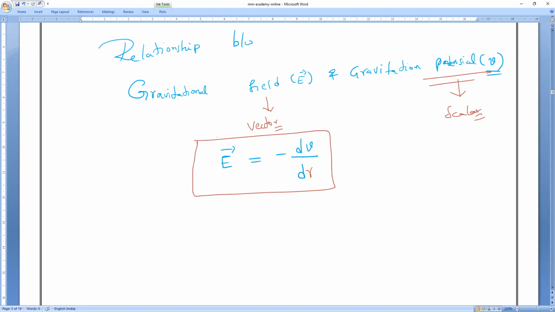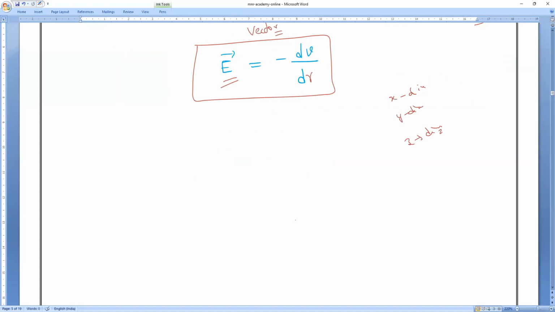Now, as we know, the gravitational field has a particular direction. So we have three different directions: X direction, Y direction, and another one, Z direction. If you want to find the E in any direction, just have a glance in mathematics, where we apply the concept called partial differentiation. What is that, everybody?